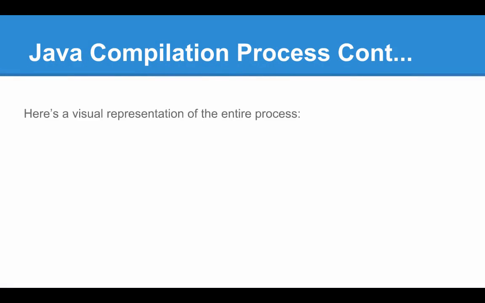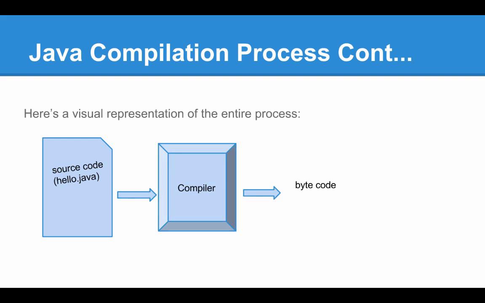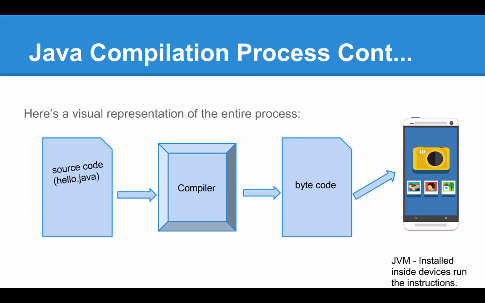Now let's take a look at this visual representation of the entire process. Very simple. Again, you have the source code that you write, and then the compiler takes that source code and checks for errors. If there are no errors, then it outputs bytecode. And then the bytecode is what runs on devices.